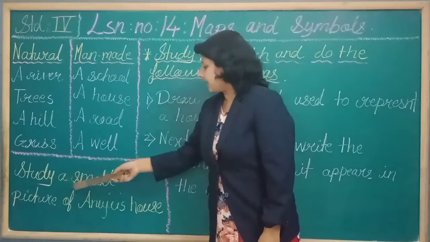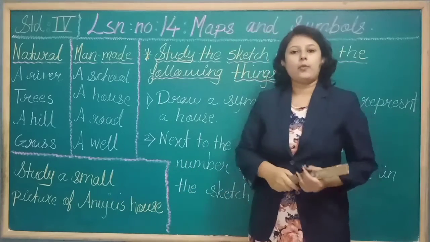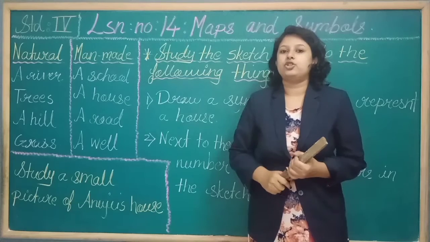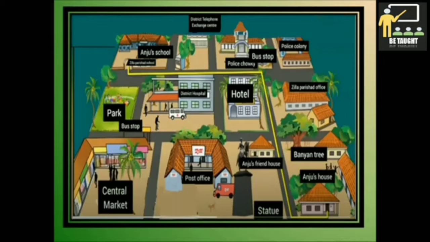Next, study a small picture of Anju's house. In your textbook, a sketch is given of Anju's house. We will study that sketch. This picture shows the area around Anju's house and school. Now we have to do this activity with the help of the picture.